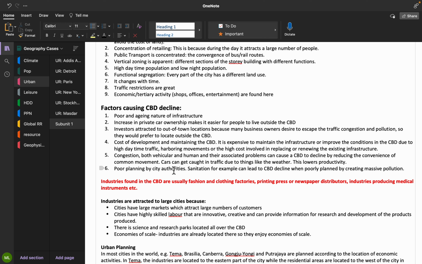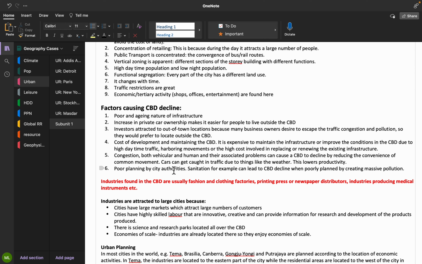And number three, investors are attracted to out-of-town locations because many business owners desire to escape the traffic congestion and pollution. Even though this is such a specific problem, it is prevalent. Escaping the traffic congestion and pollution is a great factor, and it will save you a lot of time. So these businesses are attracted to that.